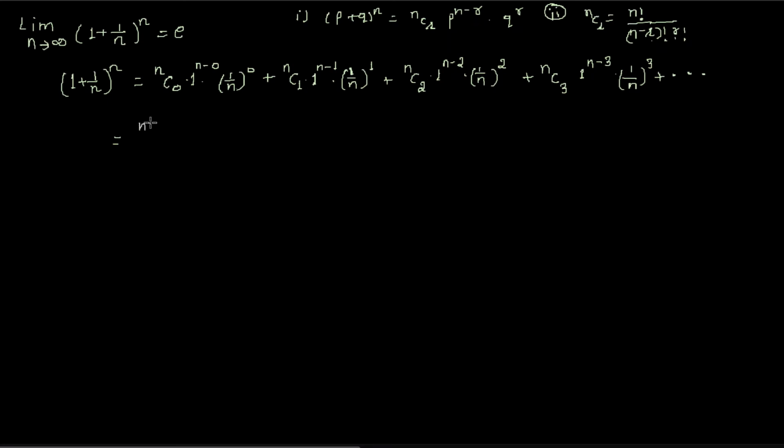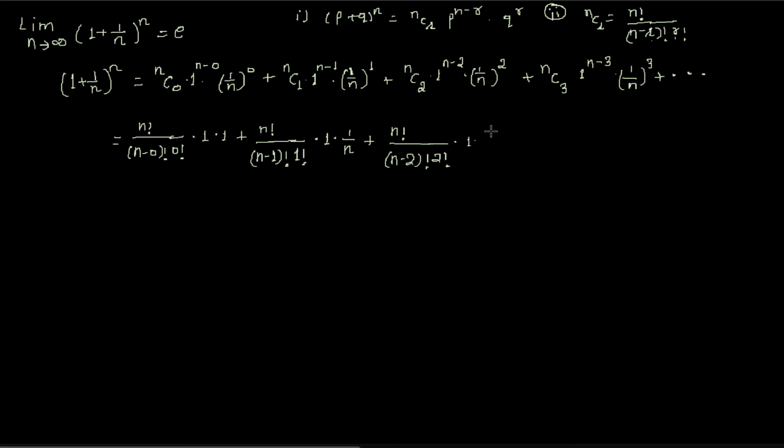So nC0 means n factorial over (n minus 0) factorial times 0 factorial, times 1 power n minus 0, which is 1, times (1 over n) power 0, which is also 1. Plus nC1 is n factorial over (n minus 1) factorial times 1 factorial, times 1 power anything, which is always 1, times 1 over n power 1, which is 1 over n. Plus n factorial over (n minus 2) factorial times 2 factorial, times 1, times 1 over n squared.